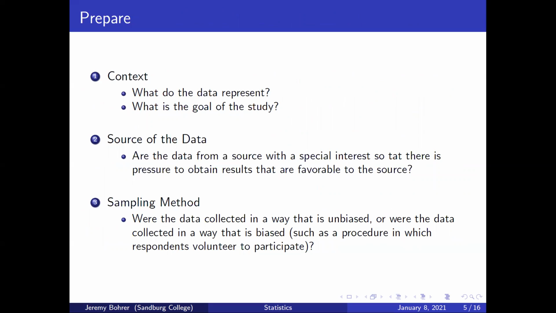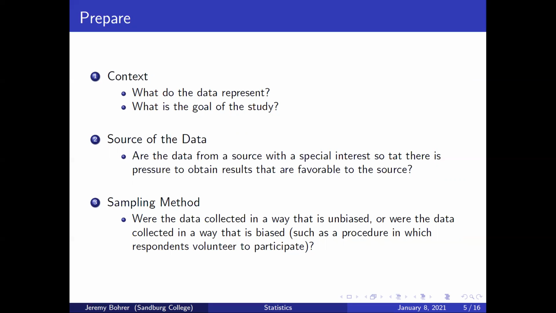To prepare a statistical study, we want to look at the context. What do the data represent, and what is the goal of the study? We want to look at the source of the data. Are the data from a source with a special interest so that there is pressure to obtain results that are favorable to the source? For example, a lot of studies that talk about the health of artificial sweeteners are sponsored by the sugar companies, which would prefer that people use sugar instead of, say, NutraSweet.